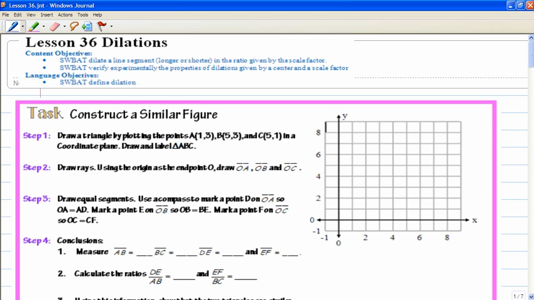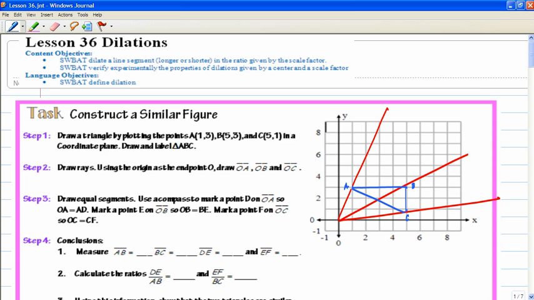Draw a triangle by plotting points A (1, 3), B (5, 3), and C (5, 1) in a coordinate plane. Then draw and label triangle ABC. Step 2. Draw rays. Using the origin as the endpoint O, draw OA, OB, and OC.